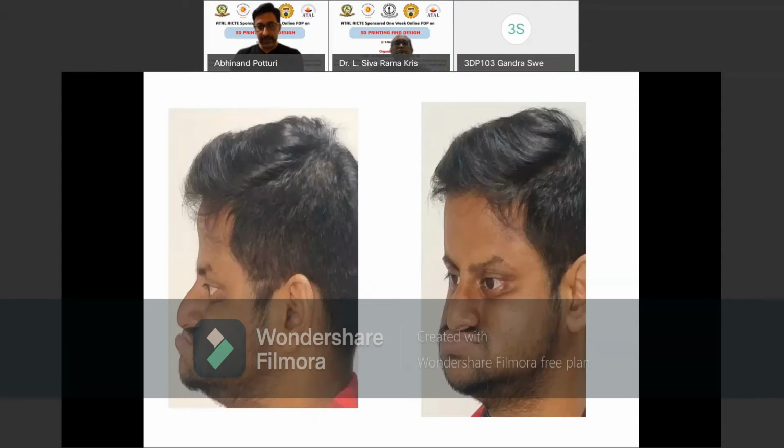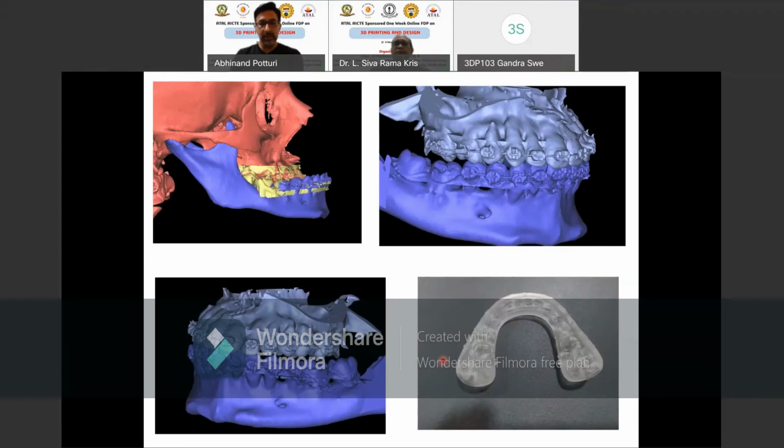That is the thing. See how he is looking. The entire face is so awkward, and he faces so much social stigma. His self-confidence is so low because of his facial appearance. He's a software engineer, but he feels so conscious to go to his office.